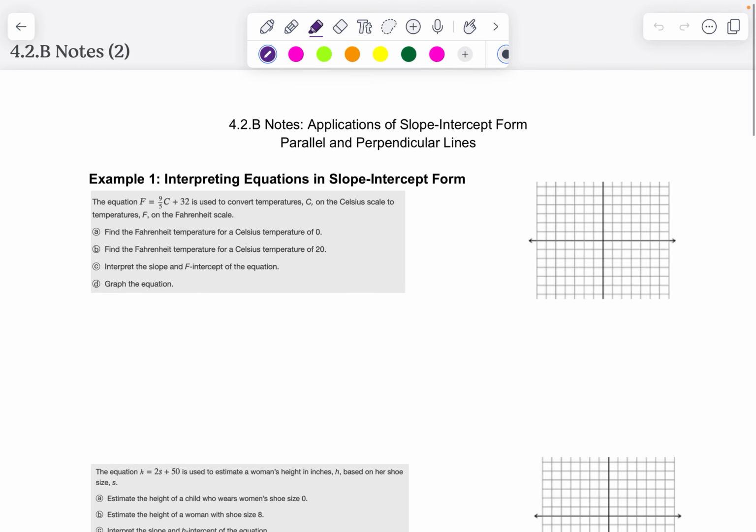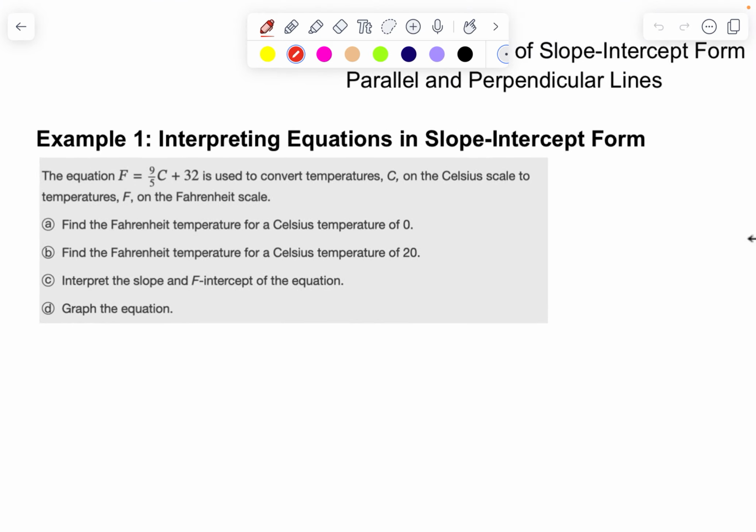Hi friends, today we're going to talk about interpreting the slope and y-intercept from an equation and also determining whether two lines are parallel or perpendicular or neither.